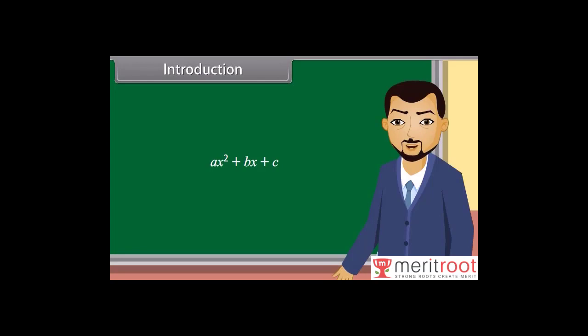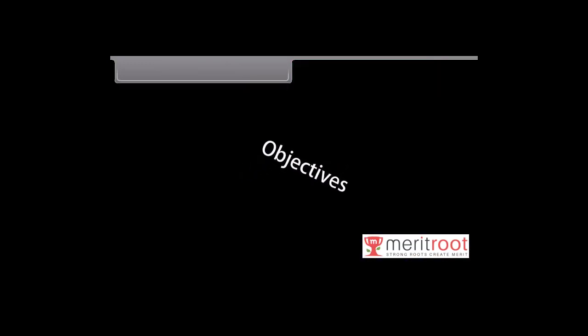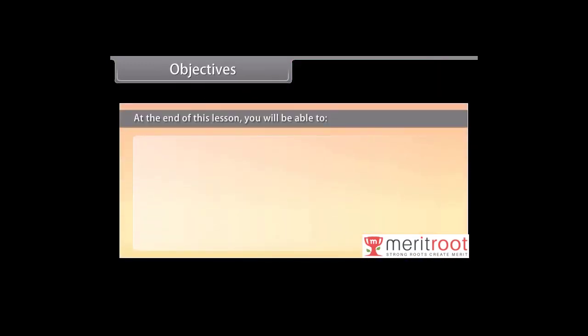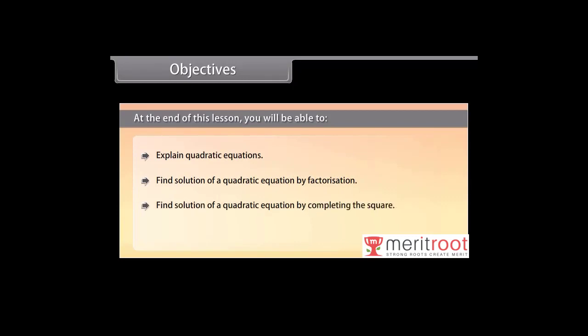When we equate this polynomial to 0, we get a quadratic equation. Today we will learn about quadratic equations. Objectives. At the end of this lesson, you'll be able to explain a quadratic equation, find the solution of a quadratic equation by factorization, find the solution of a quadratic equation by completing the square, and explain the nature of roots.